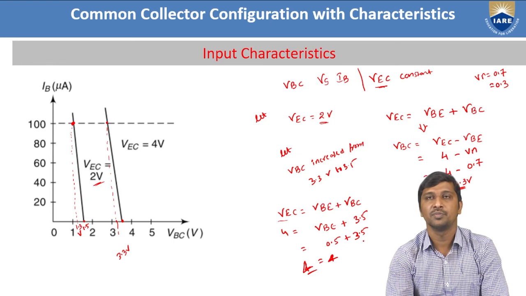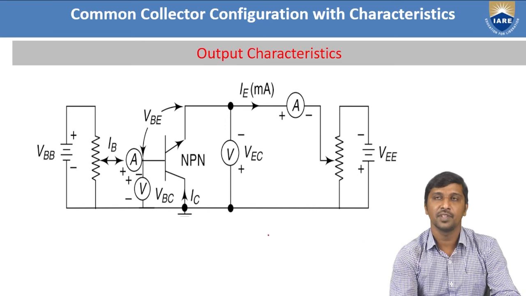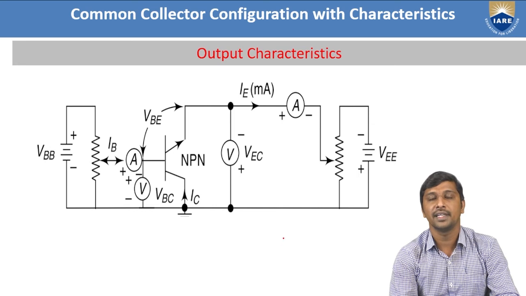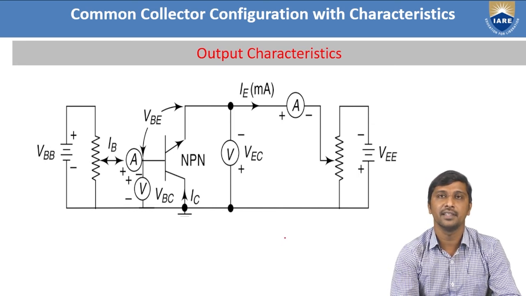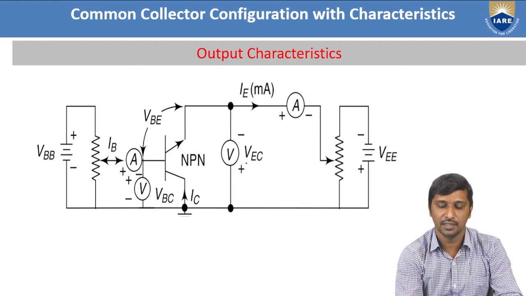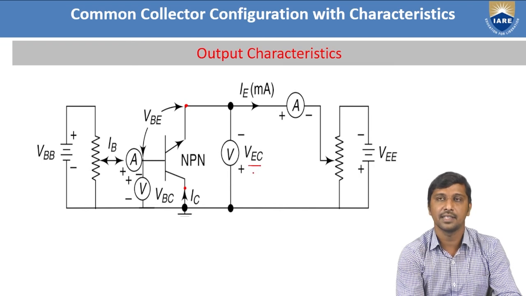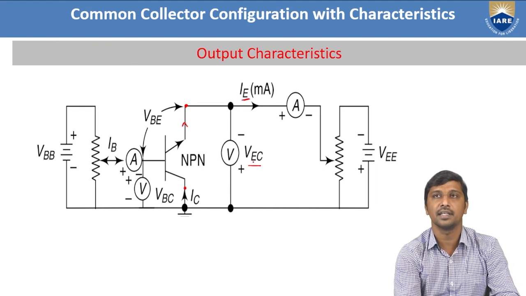Similarly, if you want to observe the output characteristics from this configuration, we need to plot the graph between output voltage and output current by keeping the input current constant. What is the output voltage here? The output voltage is measured between the emitter terminal and the collector terminal. Hence, it is represented as the potential difference between emitter and collector, VEC. And the output current is measured from the emitter terminal. This is the emitter terminal. Hence, the current is represented as IE.